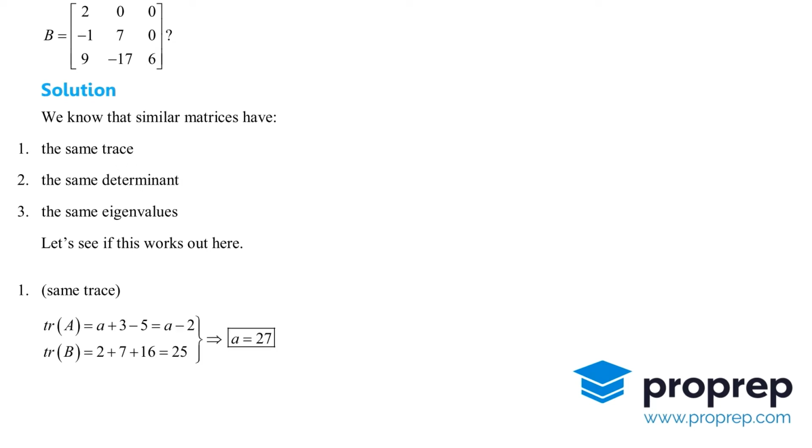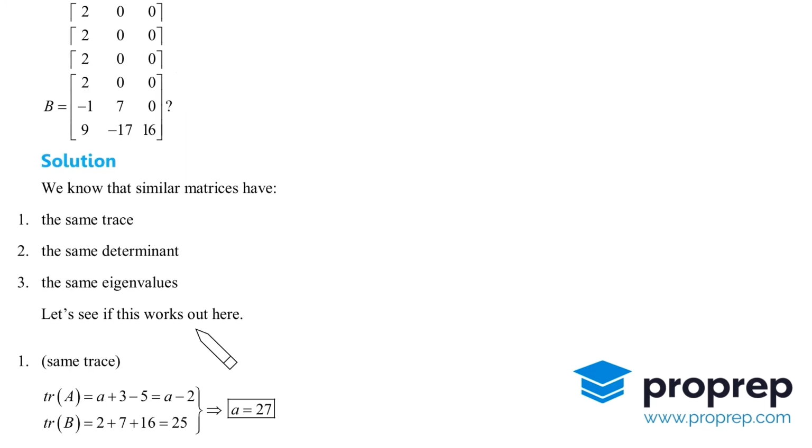The trace of B is 2 plus 7 plus 6. So I think there's a typo here. It should be a 16 here. Okay, fix that. That's 25. A, we've scrolled off. Yeah, there it is.